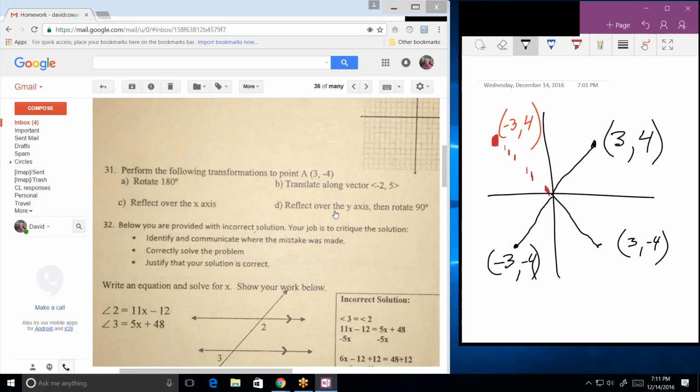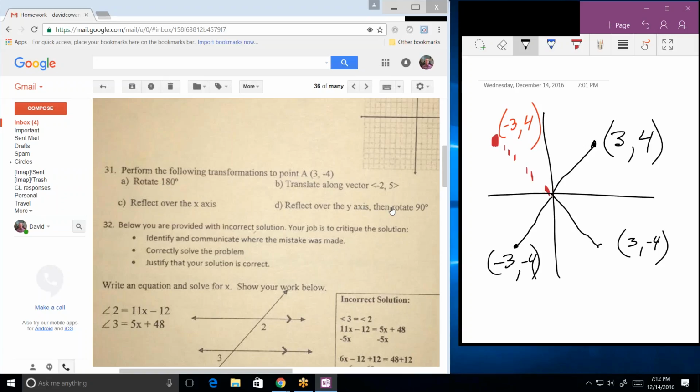Now, that question actually said reflect over the y-axis and then rotate 90 degrees, but it didn't tell us which way, unless there's another word on this piece of paper that I'm not seeing. No, it just says reflect over the x-axis, then rotate 90 degrees. Yeah, and you can rotate counterclockwise or clockwise. Well, it matters, clearly. The first rotation was 180 degrees, and counterclockwise and clockwise get you to the same point.